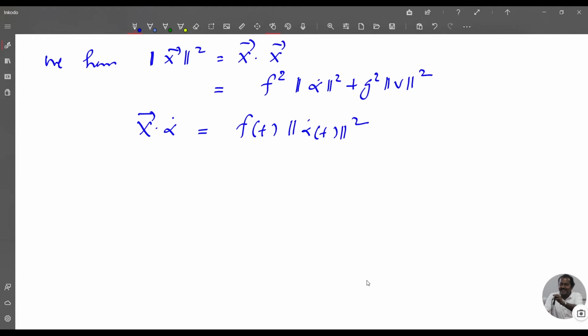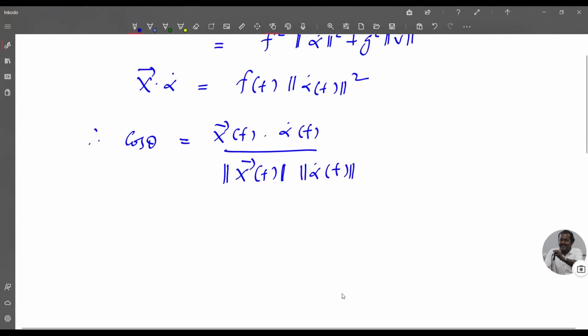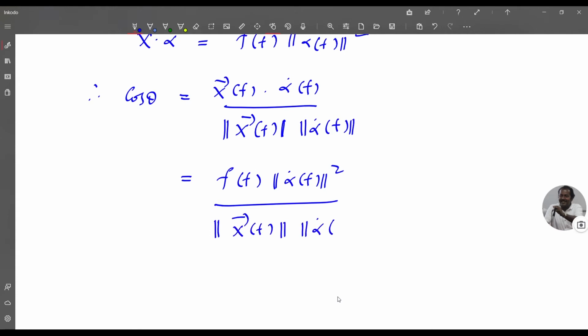Therefore cos theta is equal to x of t dot alpha dot of t divided by norm x of t into norm alpha dot of t. So this is equal to f of t into norm alpha dot of t the whole square from this, divided by norm x of t into norm alpha dot of t. So this is equal to f of t into norm alpha dot of t divided by norm x of t.